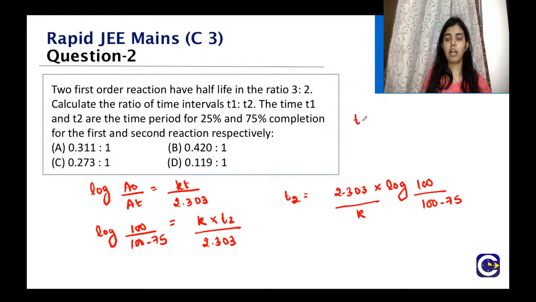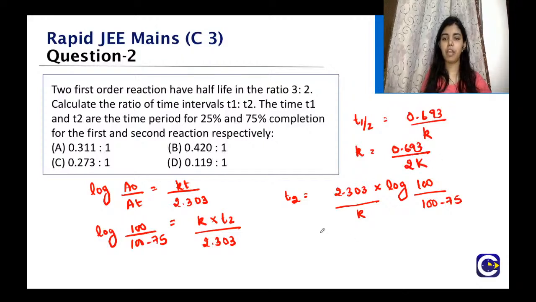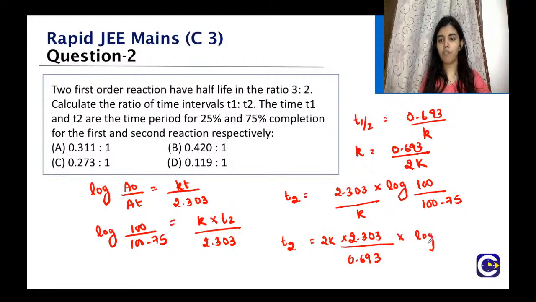Now we know that half-life of the reaction equals 0.693 divided by rate constant, right? Because we are here taking the second reaction basically, and the half-life for the second reaction is 2K. So K will be equal to 0.693 divided by 2K, capital K, right? So we will put the value of K here, 2.303 divided by 0.693 into 2K into log of 100 minus 25, right?